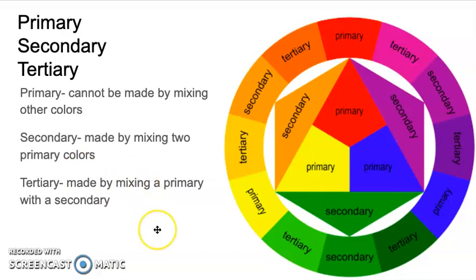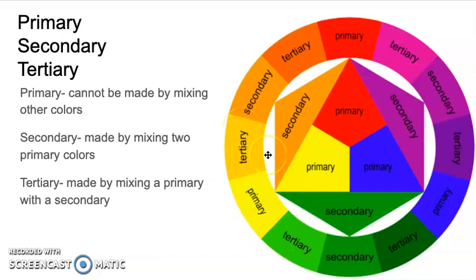Now tertiary colors are what happens when you mix a primary and a secondary. So you'll notice that these get more and more specific as they go. So we've got yellow, yellow plus red is orange, yellow plus orange is yellow-orange. So this is still a primary, this is still yellow, this is still a secondary, this is still orange. When you mix those two together, that's when you get those tertiaries.